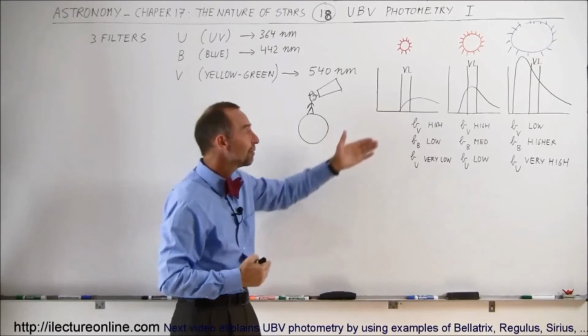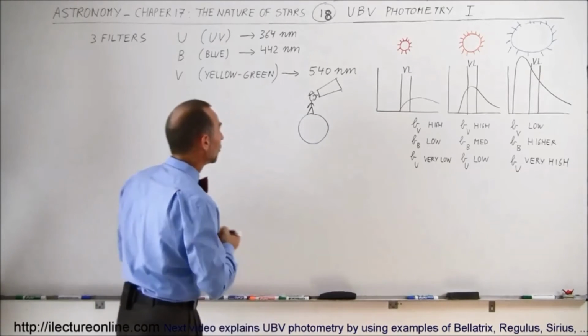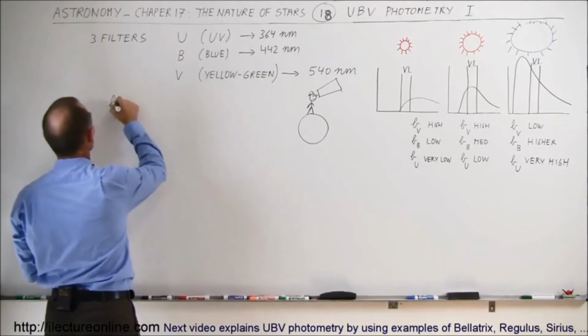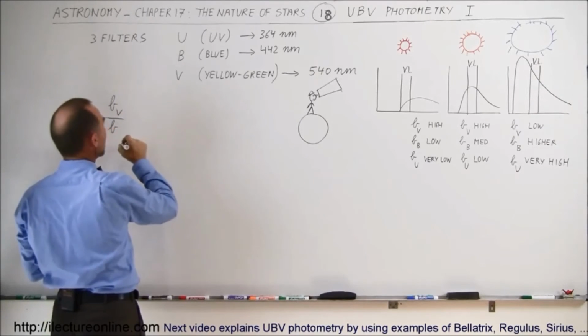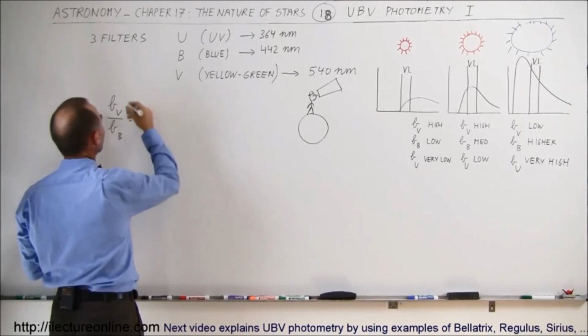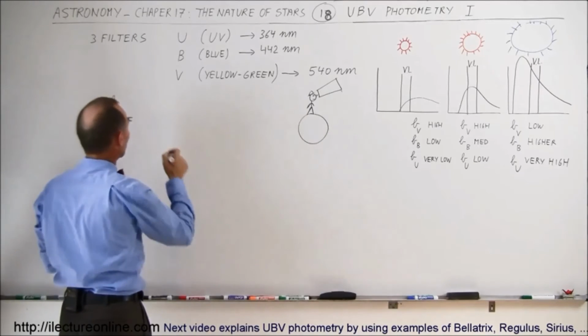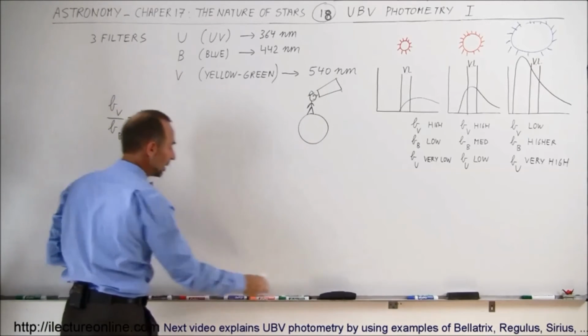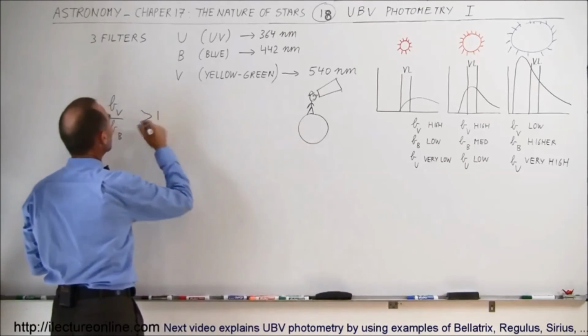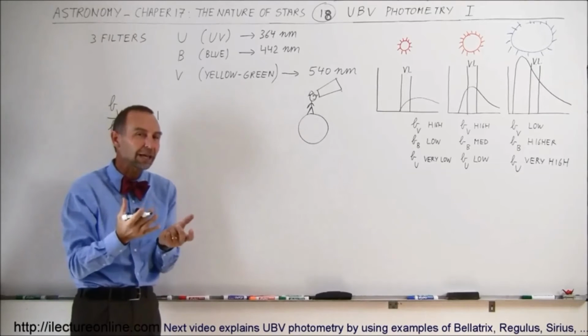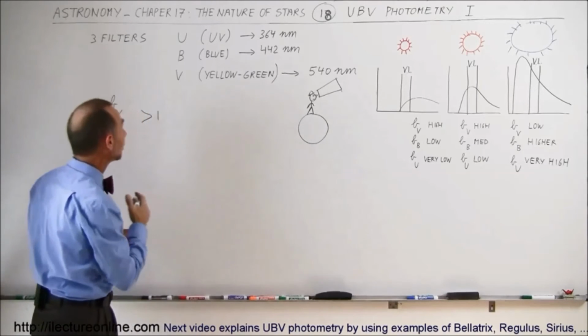So then what we do is we find the ratios of those. We compare the brightness with the visible filter divided by the brightness with the blue filter, and we find that that ratio is very large. That ratio is greater than 1, which means we get more energy in the visible light spectrum than we do in the blue light spectrum.